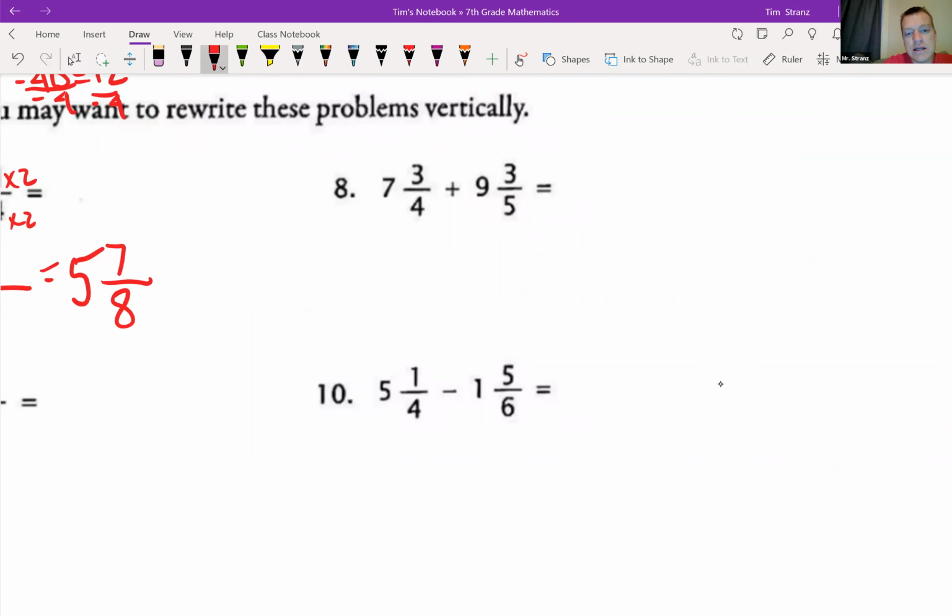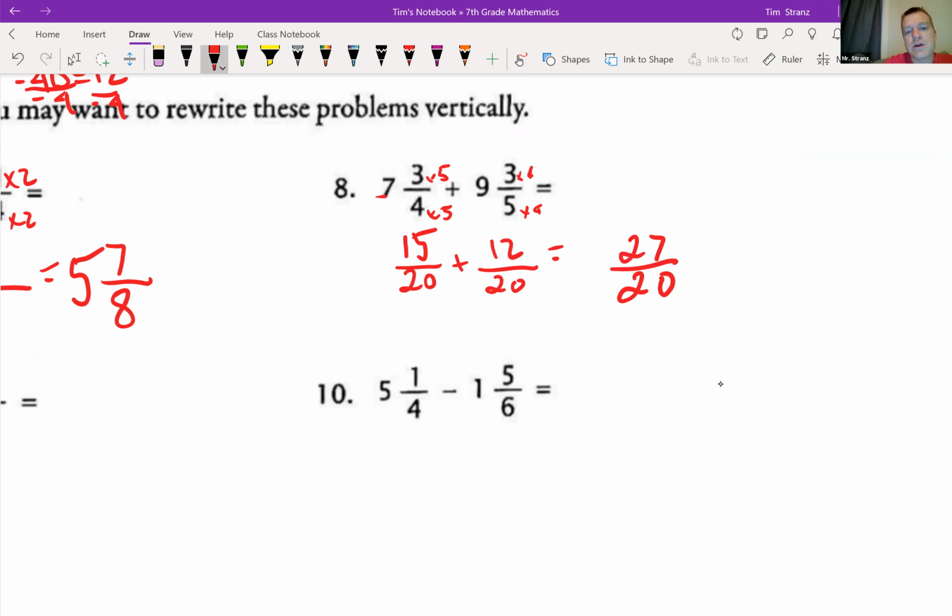Greatest common factor is going to be 20. Or I'm sorry, least common multiple is going to be 20. So 4 times 5, 3 times 5. This gives us 15. 5 times 4, 3 times 4, that's 12. That's going to give me 27 over 20.